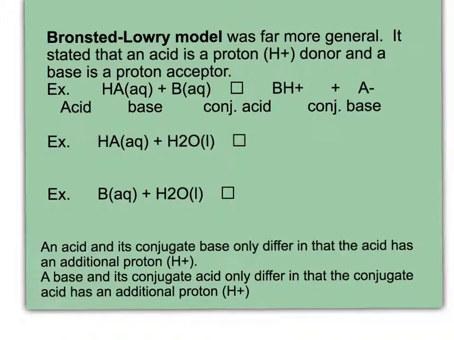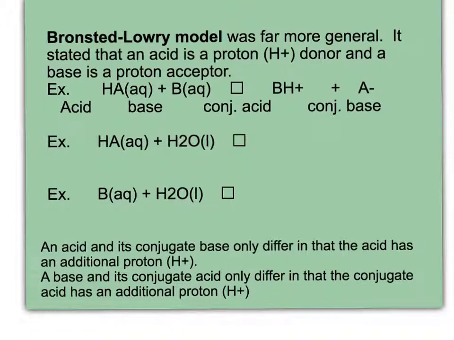So the definition for an acid is similar to the Arrhenius model. It's saying that it's a proton donor. That means it gives away an H plus in water, so that's similar. But the definition for a base is very different. Arrhenius said a base is something that gives off hydroxides, OH minuses, in water. Bronsted-Lowry say that a base is a proton acceptor. It takes in that H plus that is given off by the acid.